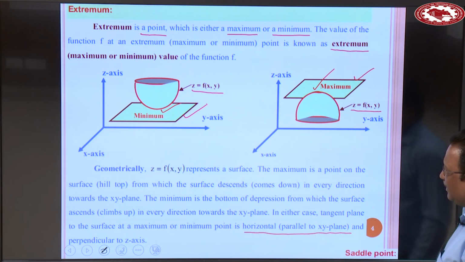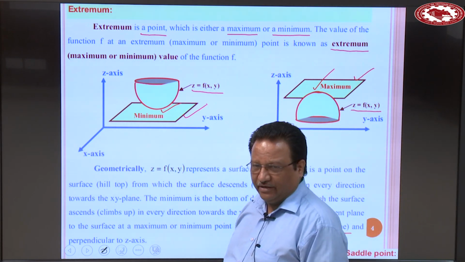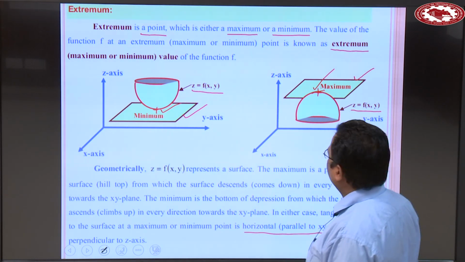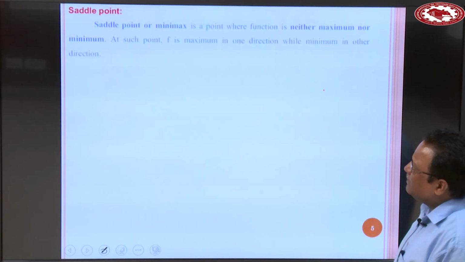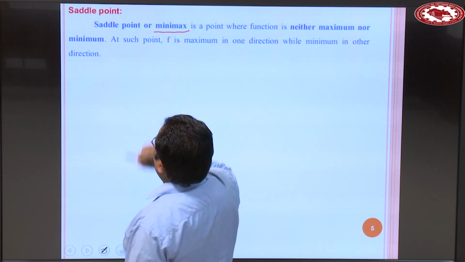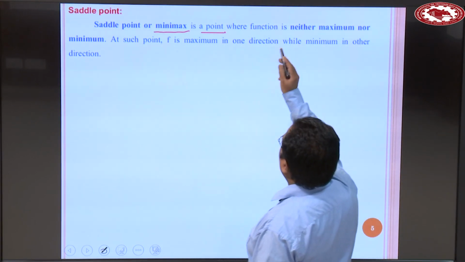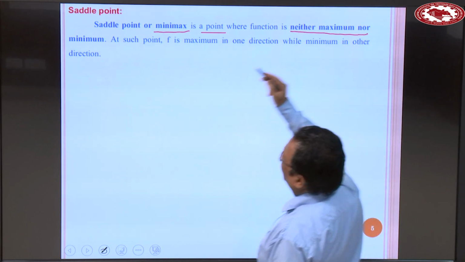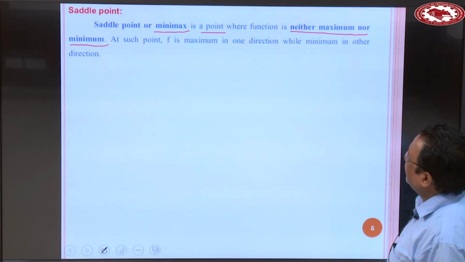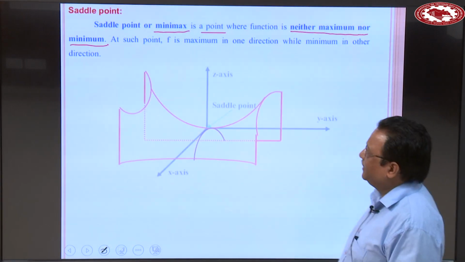Now, one definition: what is a saddle point? Here this point is the minimum point, this one is the maximum point. Then what is a saddle point? A saddle point, also known as minimax, is a point where the function is neither maximum nor minimum. So, when the function is neither maximum nor minimum at a point, that point is known as a saddle point.